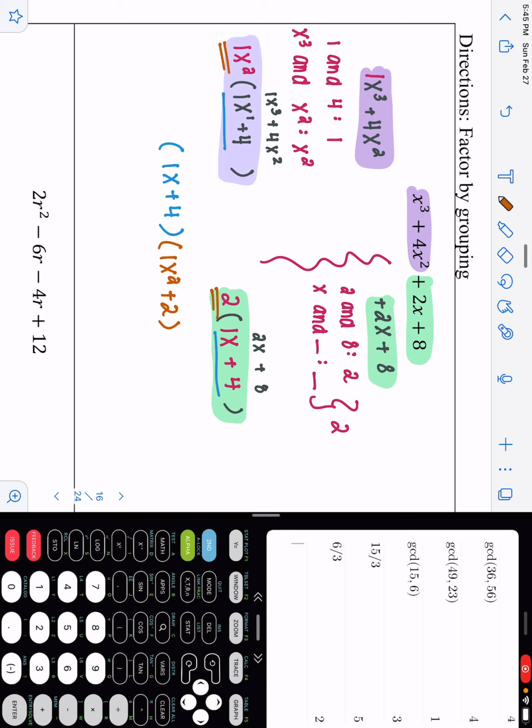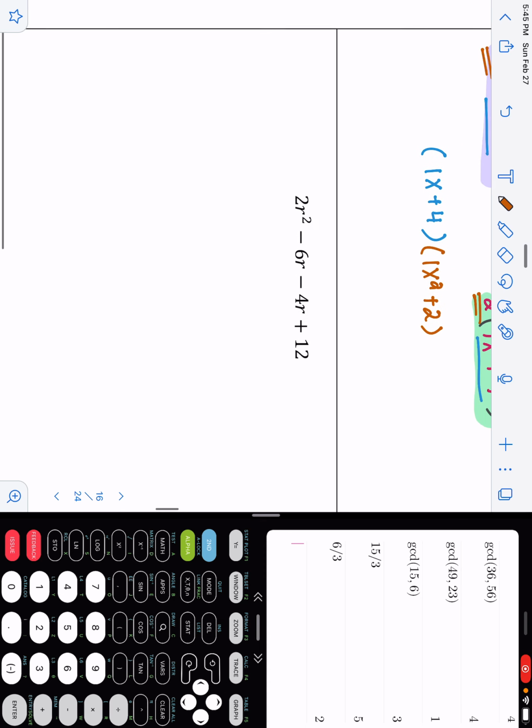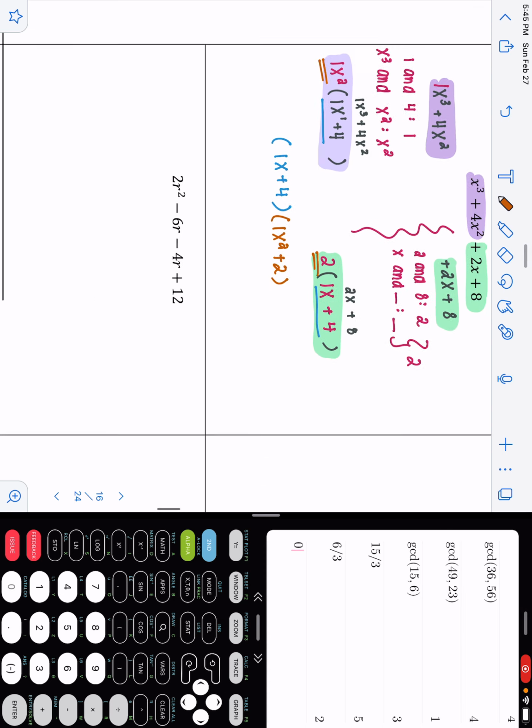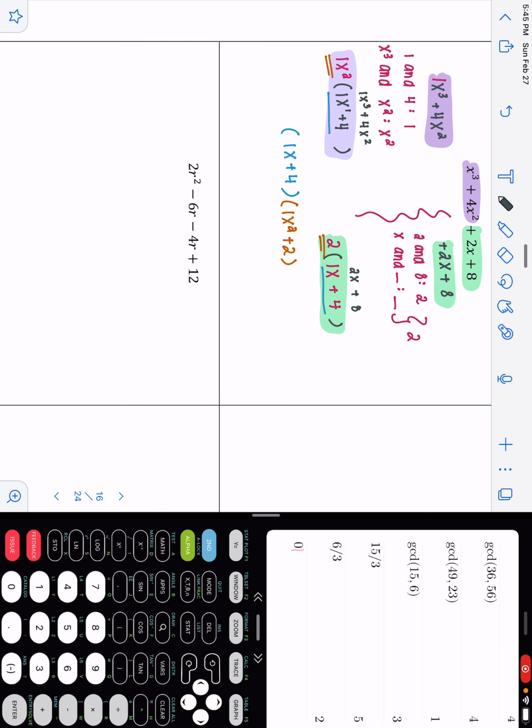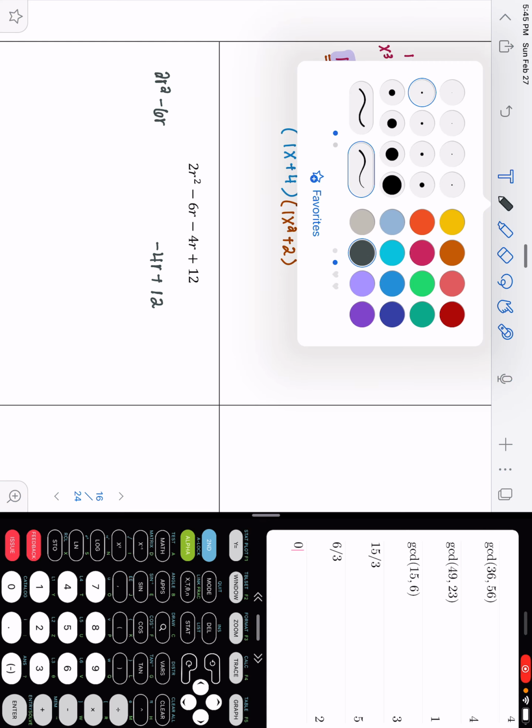All right, let's do another example problem together. I'll do the one right below it. So let's see if you can, step by step, pause and go ahead and see if you can do step 1. Step 1 is the easy step. Step 1 is to separate into 2 groups. All right, so my 2 groups are 2r squared minus 6r and then minus 4r plus 12. Those are our 2 groups.